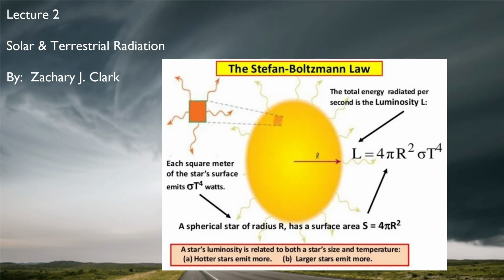The Stefan-Boltzmann law basically states that the total energy radiated per second, the luminosity L, is equal to 4 pi r squared times sigma times the temperature to the 4th power. Each square meter of the star's surface emits sigma T to the 4th watts, and a spherical star of radius r has a surface area of S equals 4 pi r squared. So a star's luminosity is related to both star size and temperature. Hotter stars emit more, larger stars emit more.